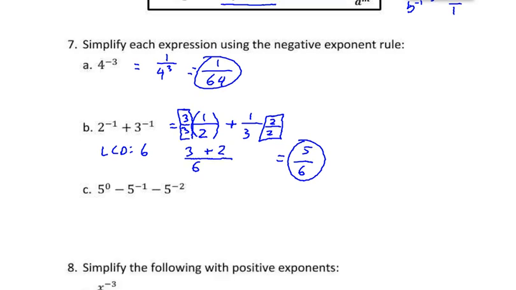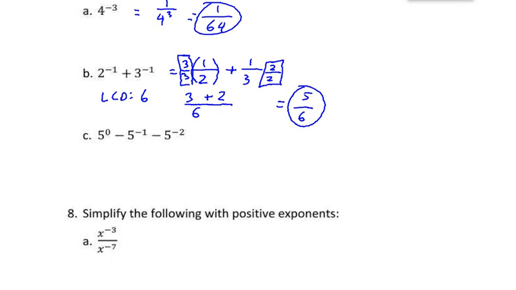And in the last example, C, 5 to the 0 power. Anything to the 0 power is 1. And let's talk about that just for a moment here off to the side. Anything to the 0 power is 1.